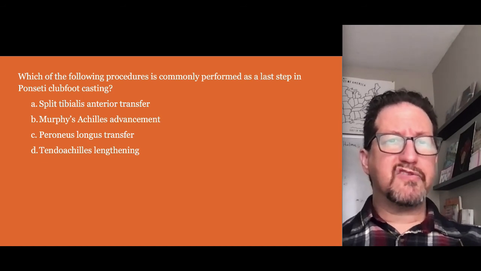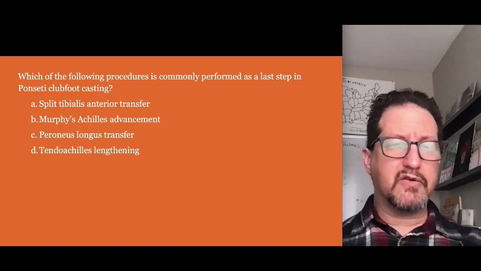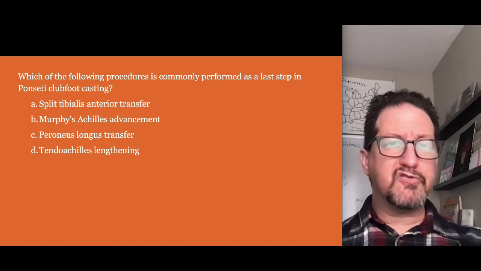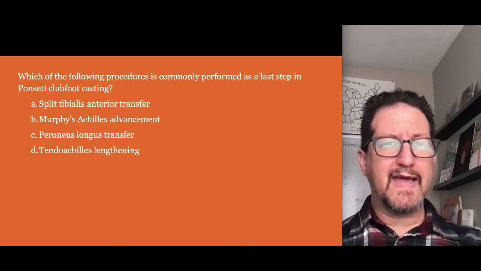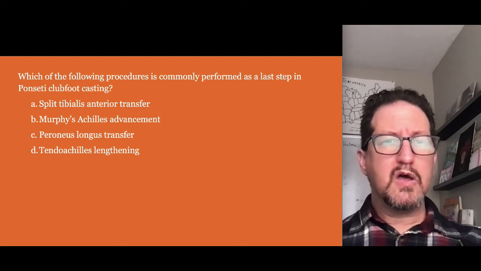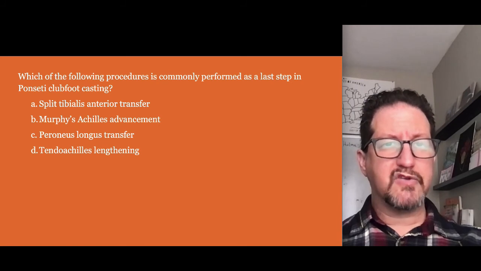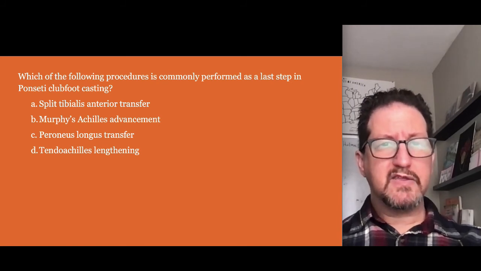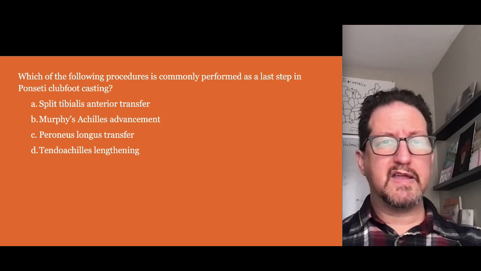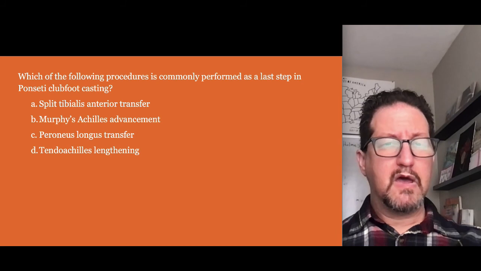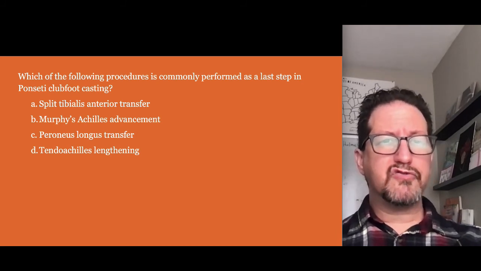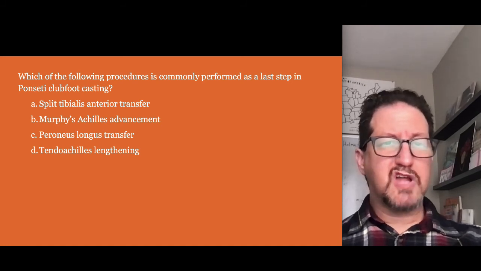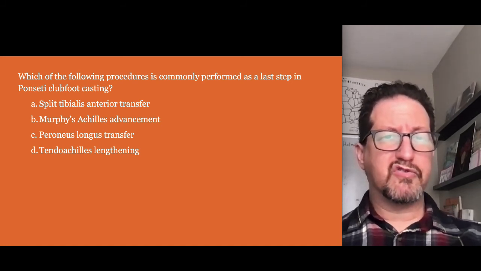Murphy's Achilles advancement is a procedure that is not done for clubfoot at all. In this procedure, you are moving the Achilles 1 centimeter anterior to its normal insertion on the calcaneus. And what that does is it weakens the gastrocsoleus muscle complex in kids who have spastic equinus. So that's generally not needed for clubfoot. Peroneus longus transfer, it's just not done. There's kind of no reason to do that.